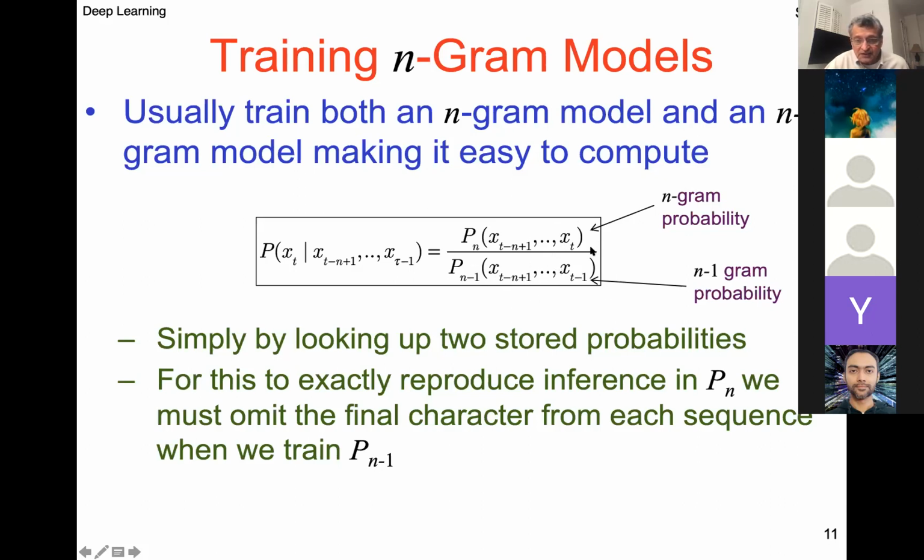This is n minus 1, and that is n. So this is how often that sequence occurs, how often this sequence with one more word occurs. The ratio of the two is the conditional probability. So that's the standard relationship between a joint probability and conditional probability. Simply by looking up two stored probabilities, you can compute this conditional for you. For this to exactly reproduce inference in P_n, we must omit the final character from each sequence. All right. So training of n-gram models would be to calculate all these sequences, store them, bigrams, trigrams, and so on, and then you can calculate the conditional using two of these, n minus 1 and n.